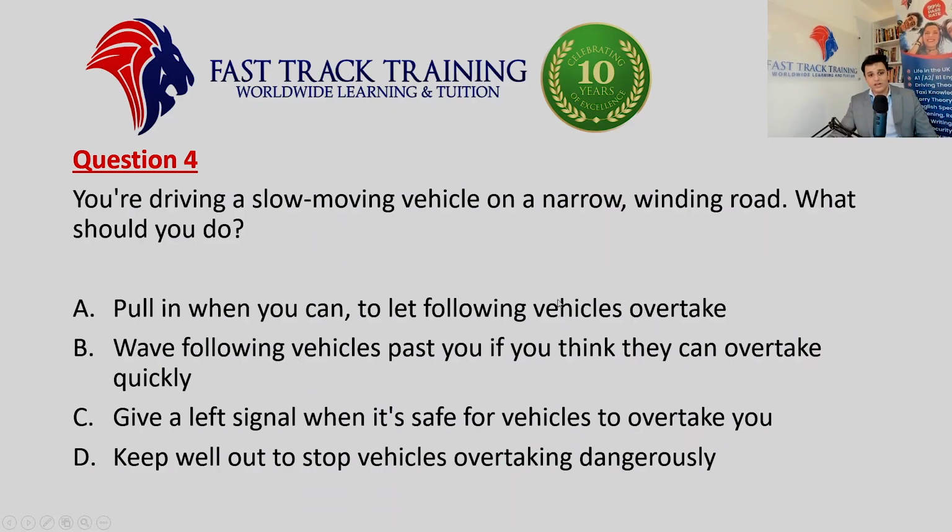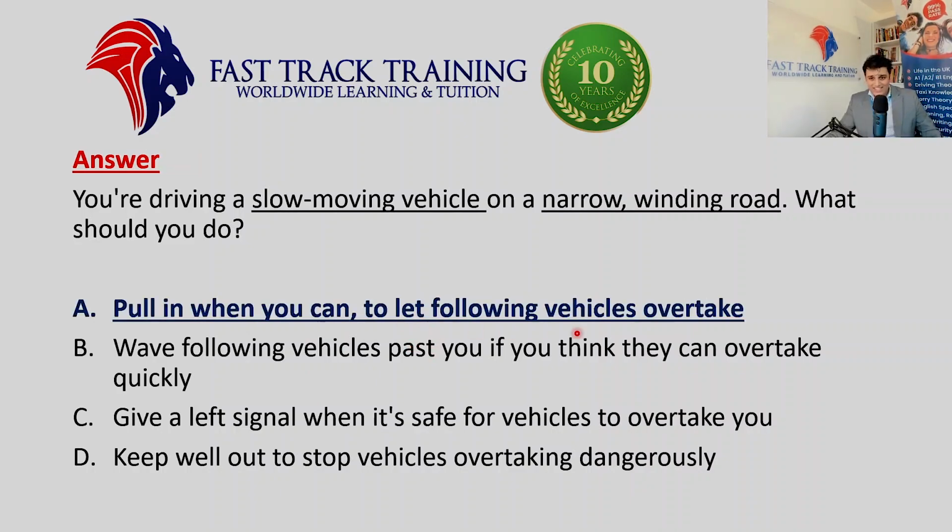Let's speed up a little bit, guys, and let's get through these questions. You're driving a slow moving vehicle on a narrow winding road. What should you do? Pull in when you can to let following vehicles overtake. Wave following vehicles past if you think that you can overtake you quickly. Give a left signal when it's safe for vehicles to overtake you. Keep well out to stop the vehicles overtaking dangerously. So you want to pull in when you can to let them overtake.